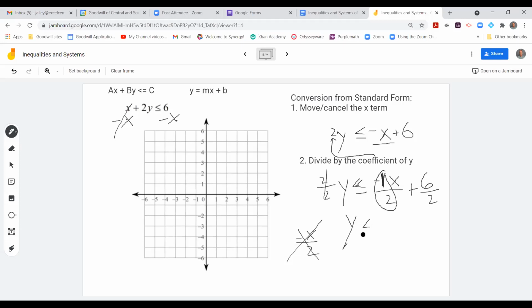So we get y is less than or equal to -1/2 x plus 3. We didn't divide by a negative, so I don't have to do anything with the inequality symbol. All we did was convert it.